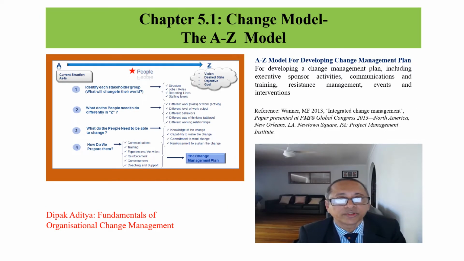Use the A to Z model for developing a change management plan. Identify each stakeholder group. Ask what the people need to do differently in Z, that is, to reach the desired state. Ask what the people need to be able to change: knowledge, commitment. How do we prepare them for change through communication, training, and coaching? Answering the last question will lead to a detailed change management plan.